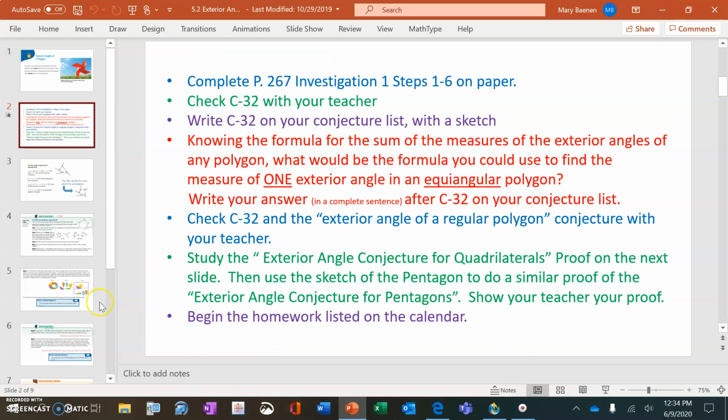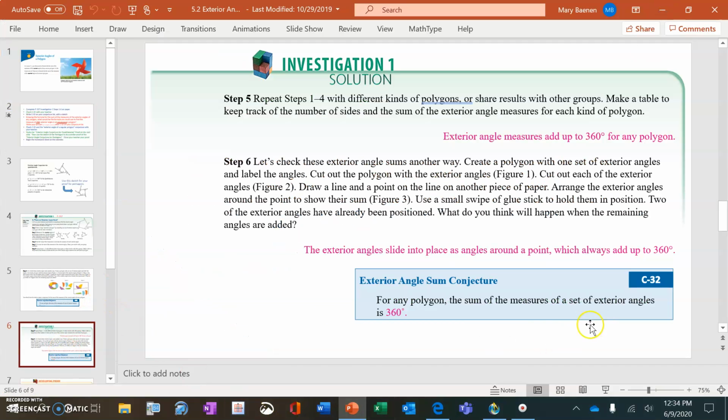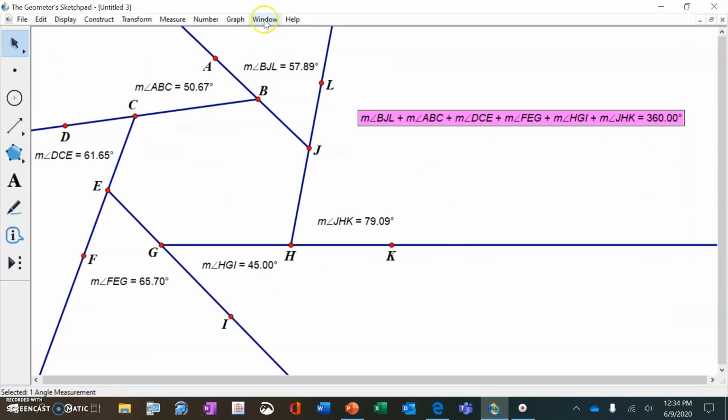So I'm going to put that down, and I'm going to come over here. And here is conjecture number 32 for your conjecture list. For any polygon, the sum of the measures of a set of exterior angles is always 360 degrees. Doesn't matter what size the polygon is, how many sides it has. The exterior angles always add up to be 360 degrees.